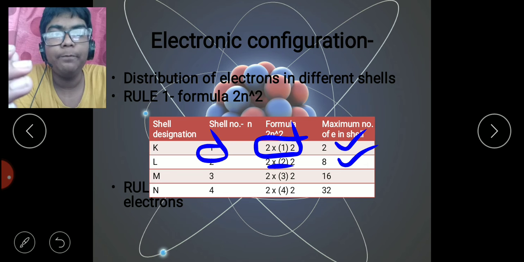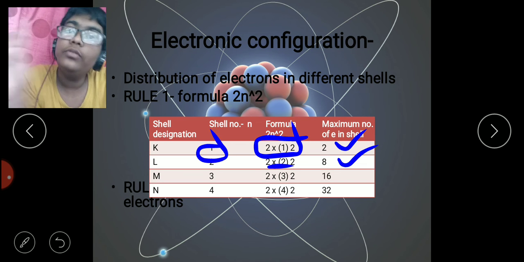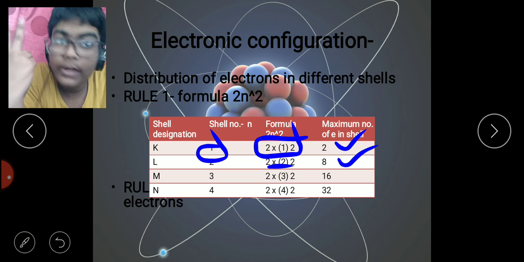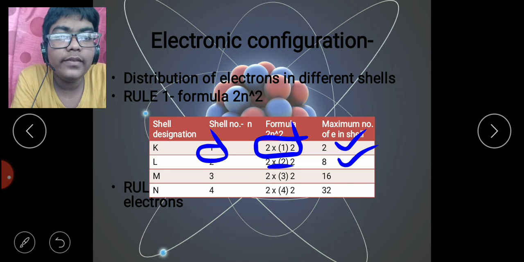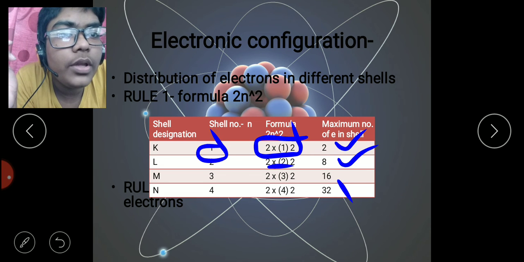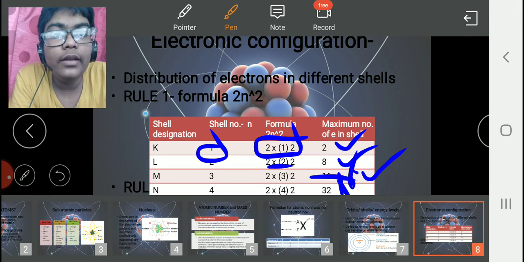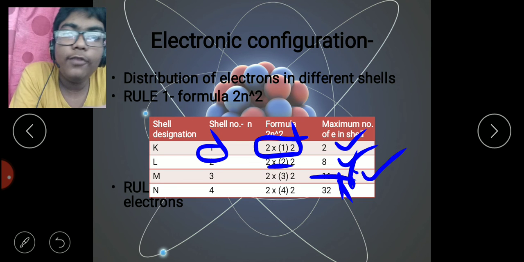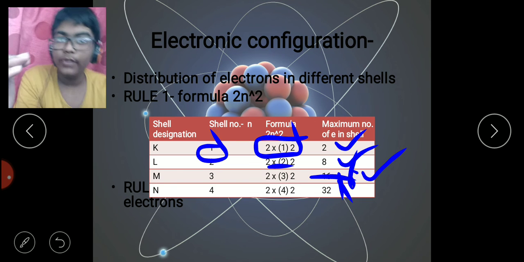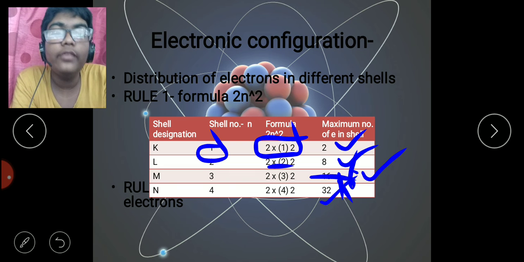Maximum number 8. The M shell is the third shell, so the formula is going to be 2 into 3 square. 3 square is 9. 9 2s are 18. Here I don't know why 16 is written over here. It should be 18, which is not 16. Then N is the fourth shell, so the formula is 2 into 4 square. 4 square is 16, and 16 2s are 32. In this way it is done.